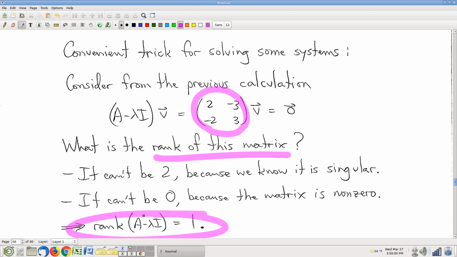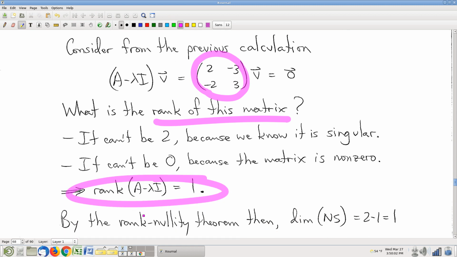Now, why do I care about that? Well, keep in mind what we're interested in. We're interested in the null space. The rank-nullity theorem tells me that the dimension of the null space is the number of columns minus the rank. So the number of columns is obviously 2. Process of elimination, the rank was 1. Therefore, this null space that I'm looking for is one-dimensional.